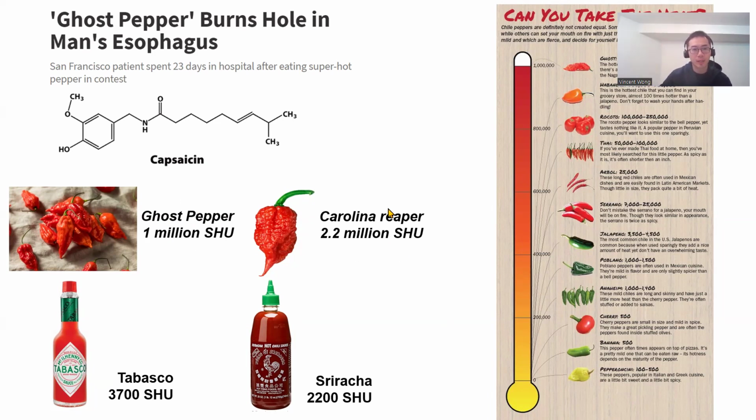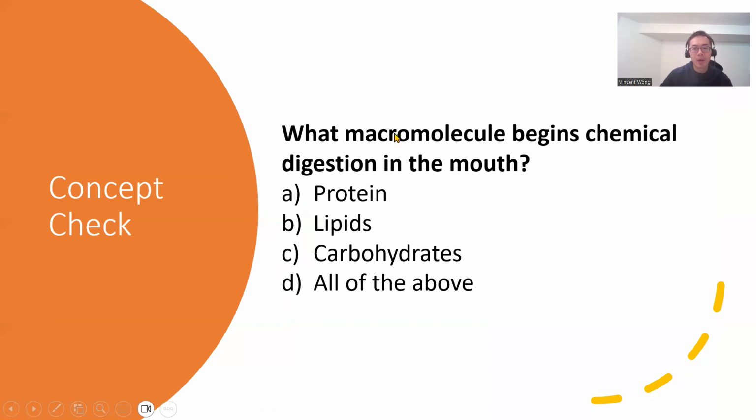Super hot. Okay, what macromolecule begins chemical digestion in the mouth? Well, if you were listening, hopefully you know it's the carbohydrates. You have the amylase that would start breaking them down.